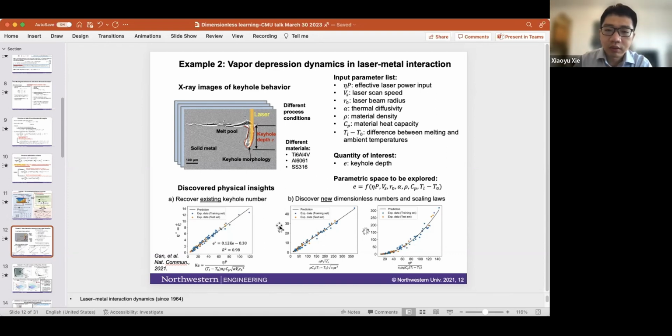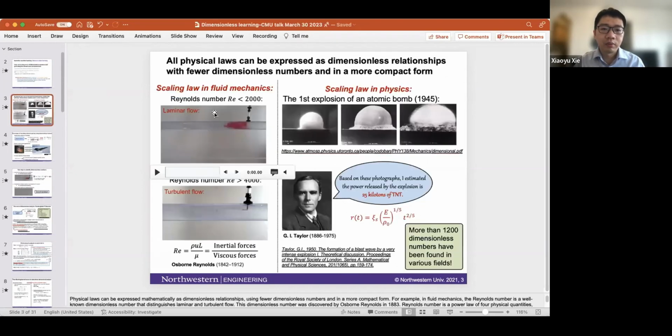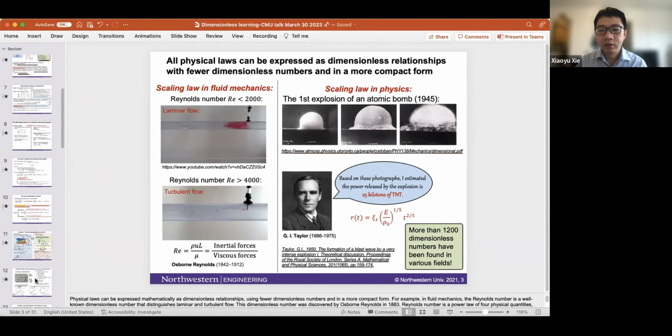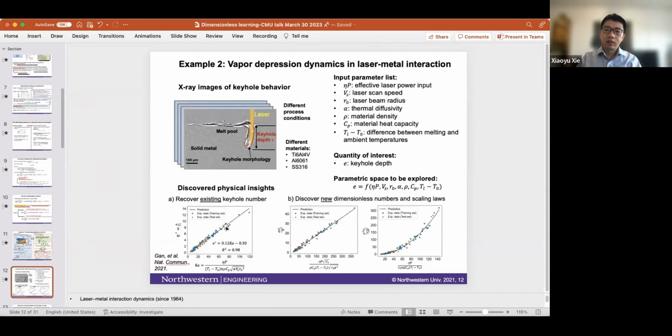So if we discover two-dimensional numbers that can describe different systems and different conditions in a much simpler way, we can understand that if we try to have lower keyhole depths, we can use this range of the keyhole number, and if we try to have higher keyhole depths, we can use a different range of the keyhole number. So basically, it can facilitate the material design and the process design. It's just like the Reynolds number, which we can directly use to distinguish laminar flow and turbulent flow. The same thing for additive manufacturing: we can use the keyhole number to distinguish the keyhole depths.